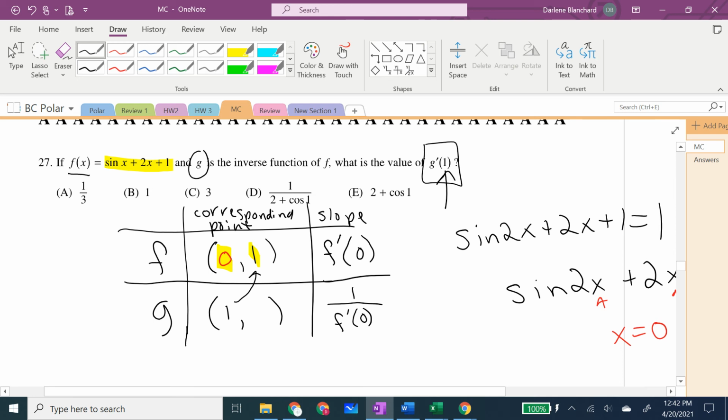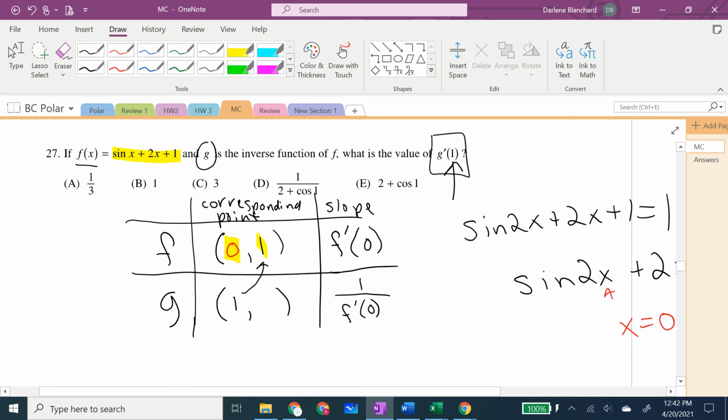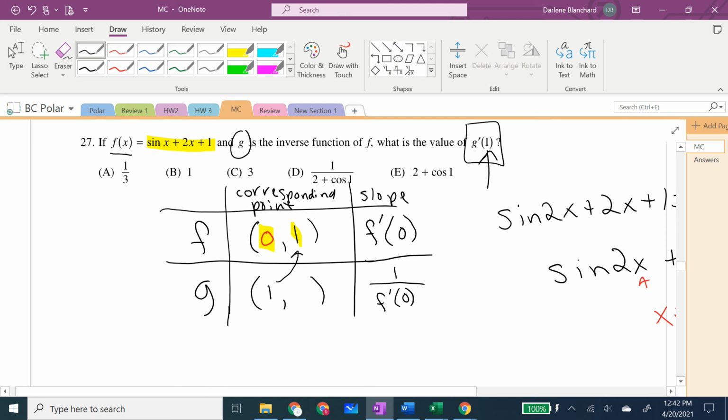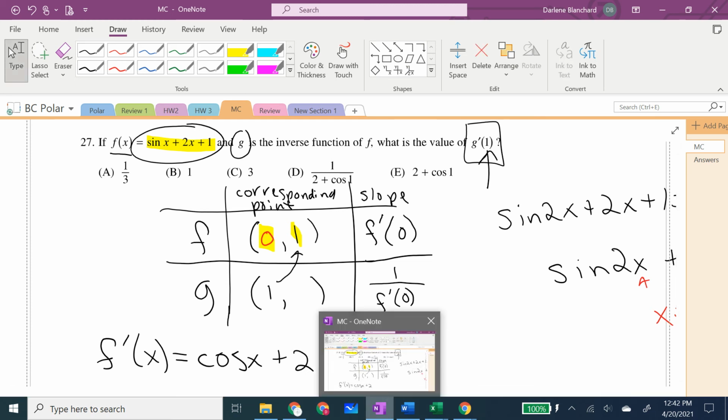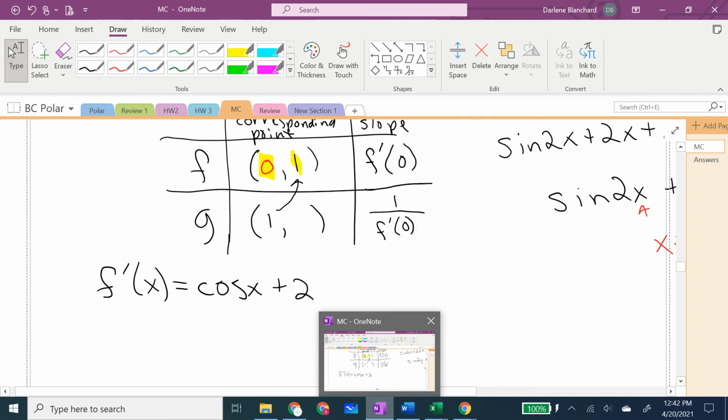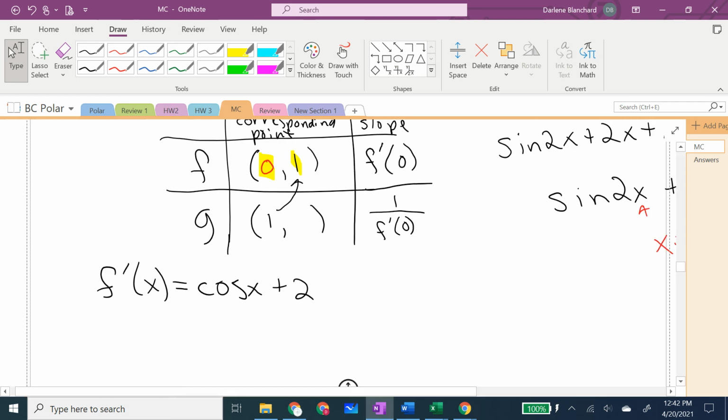Now, I have a function for f. I need to take its derivative. So, derivative of sine is cosine. Derivative of 2x is 2. Derivative of a constant is nothing. Okay, stop doing that. I don't know why it's doing that. There we go. Plug in 0.